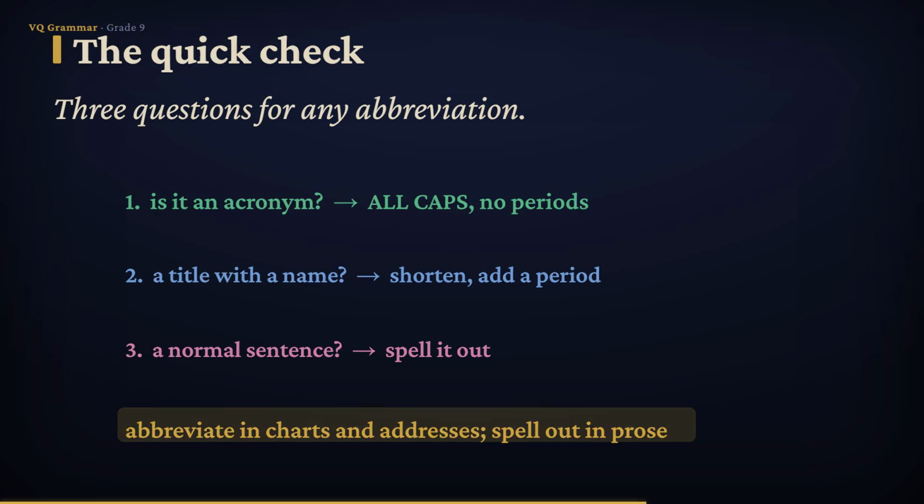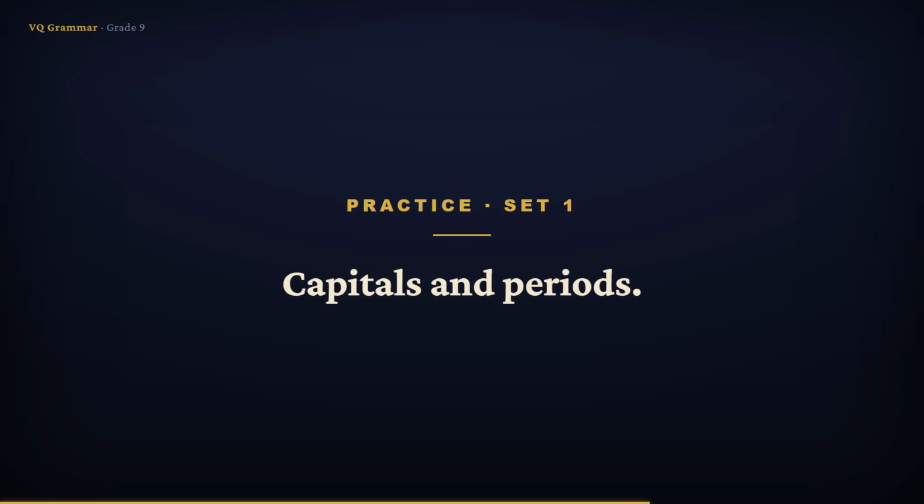Let's practice. Time to practice. In this first set, I'll show you a sentence and ask how a certain word or abbreviation should be handled. Think about the rules, capitals, periods, and whether you're in a chart or a plain sentence. Pause the video and choose before I reveal each answer.